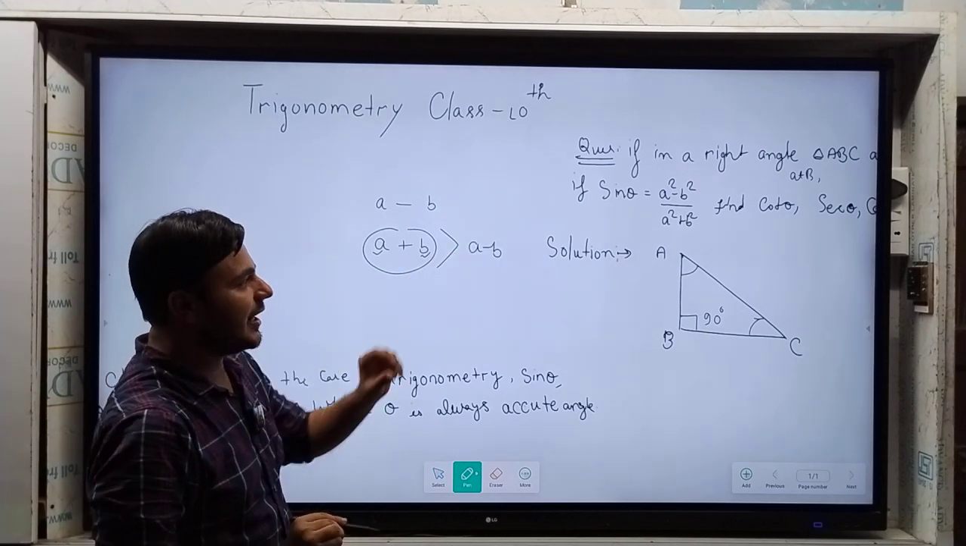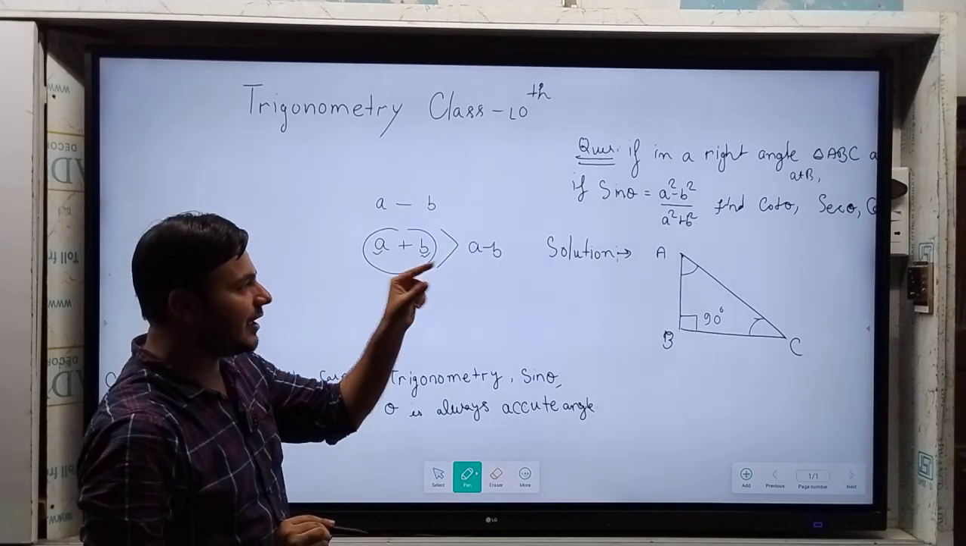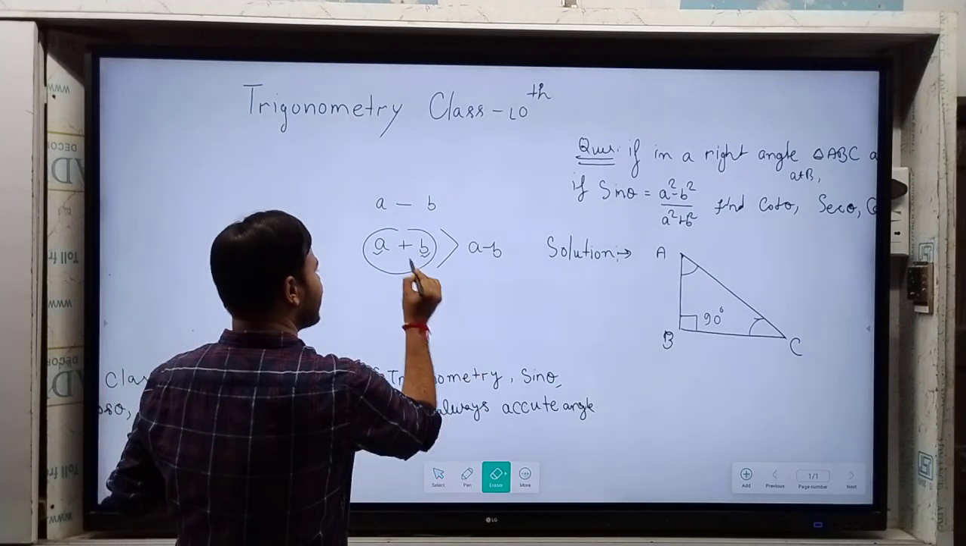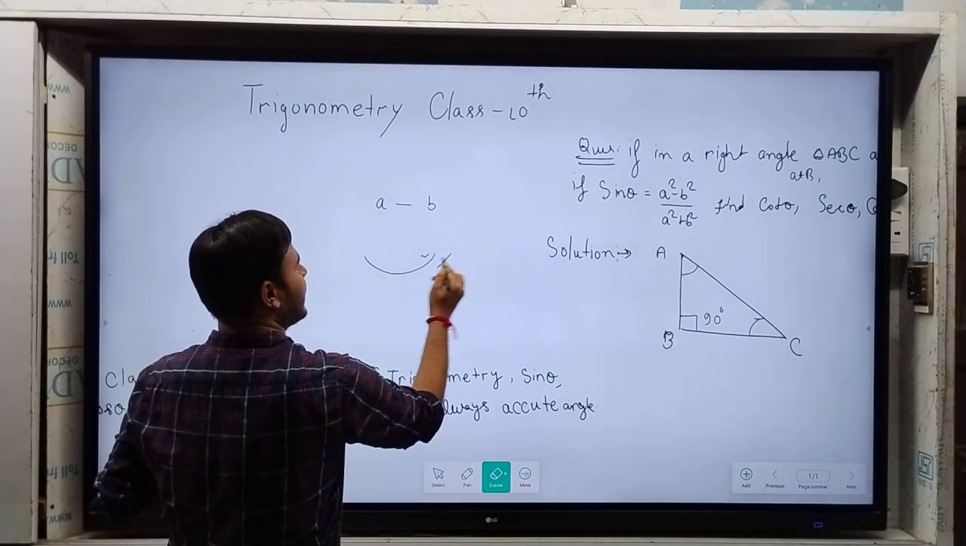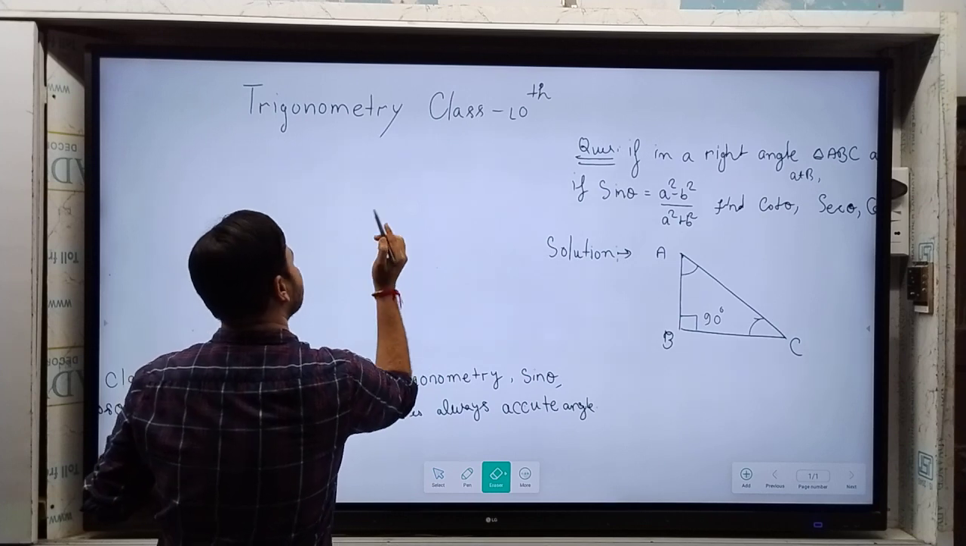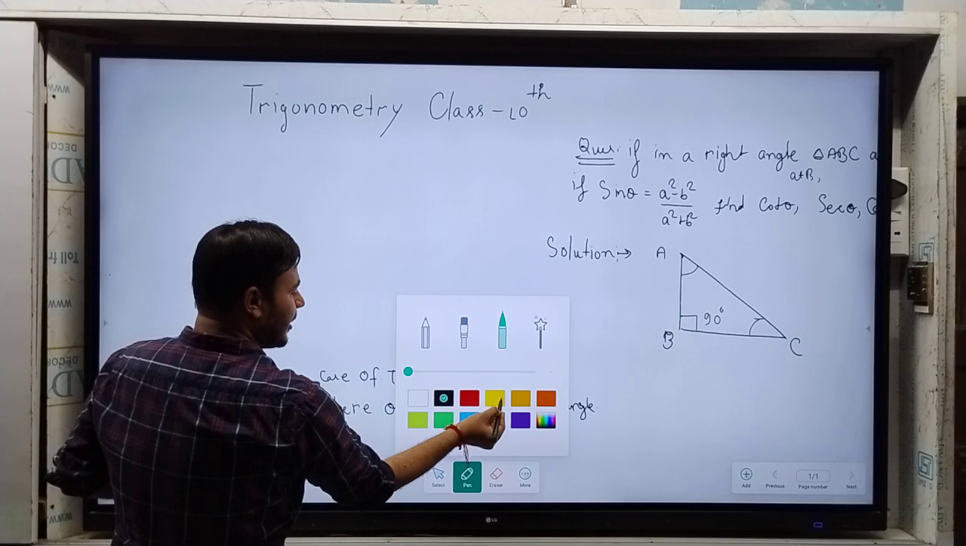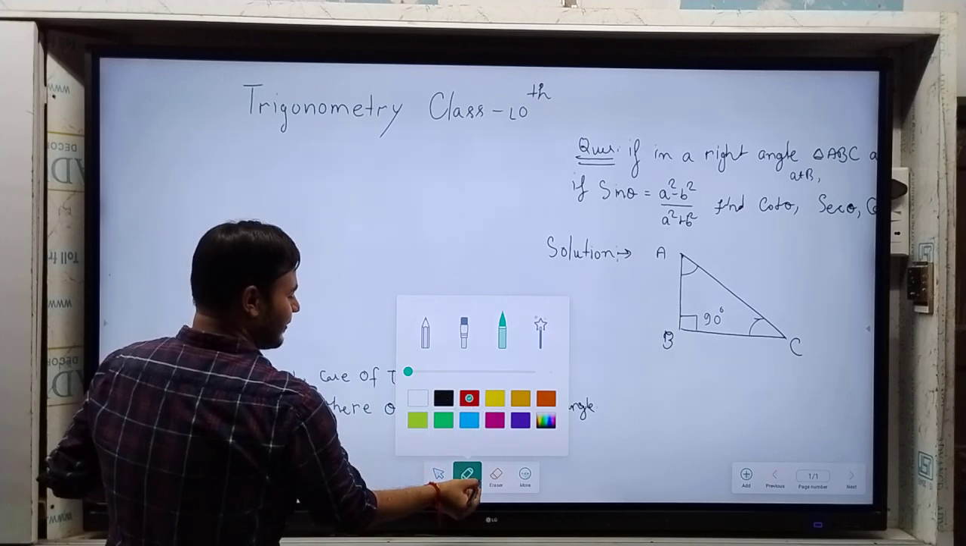But in our question, a square minus b square and a square plus b square are present. So now we discuss a square minus b square and a square plus b square. Now we have to choose another color.